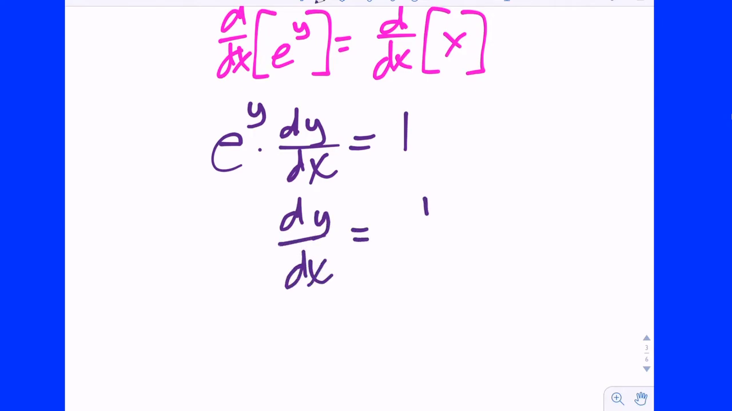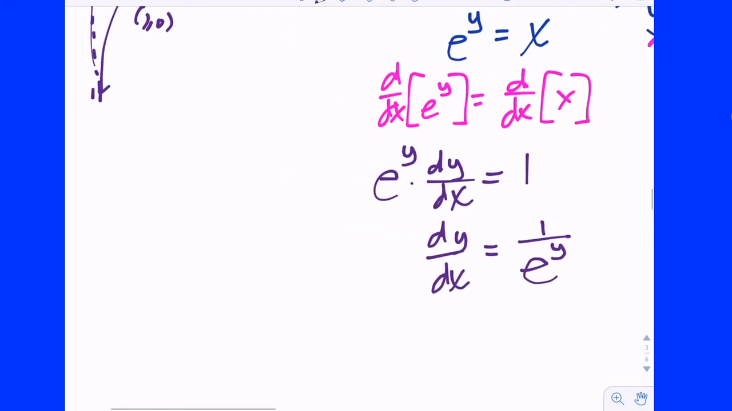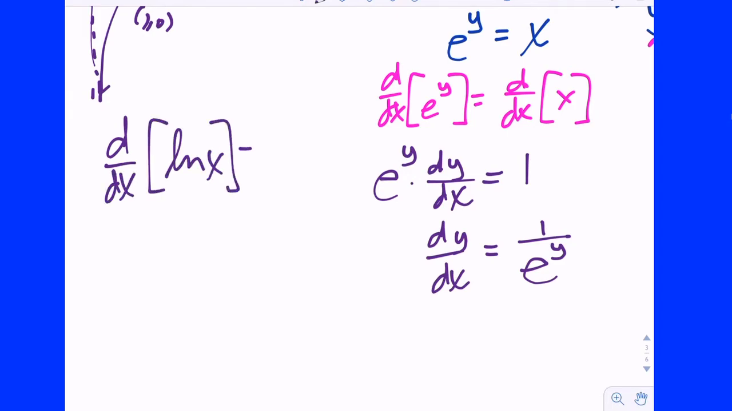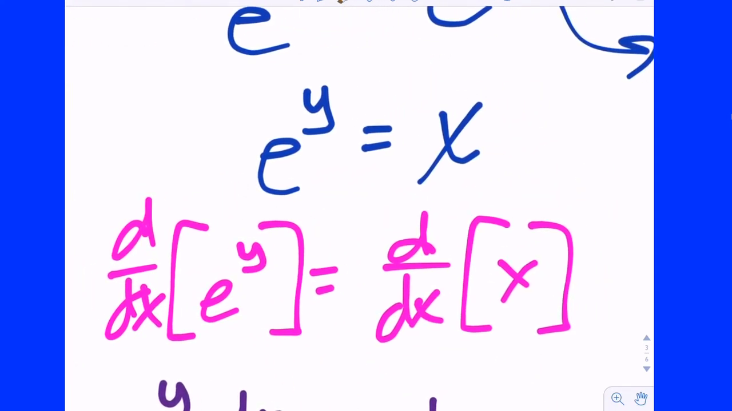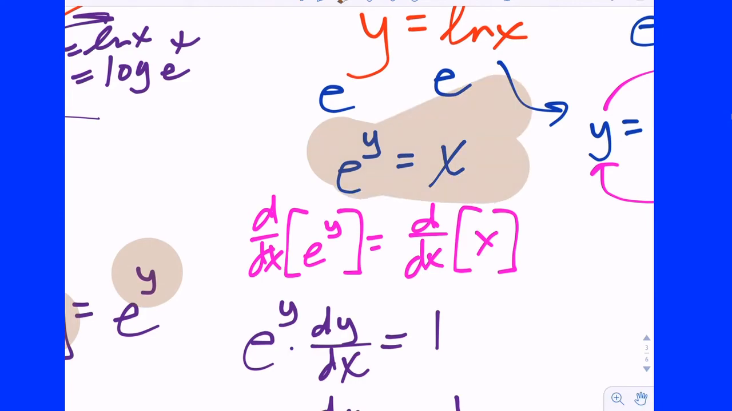So I'll divide both sides by e to the y, and I get 1 over e to the y, which is great. Because here's what I just discovered. The derivative with respect to x of the natural log of x is 1 over e to the y. You know, it's nice, but there's something that I don't like about it. It's in terms of y, and we started off in terms of x. It'd be nice to write the derivative also in terms of x, wouldn't it? But to do that, I would have to know what e to the yth was in terms of x. Do we? I think it's x, huh?